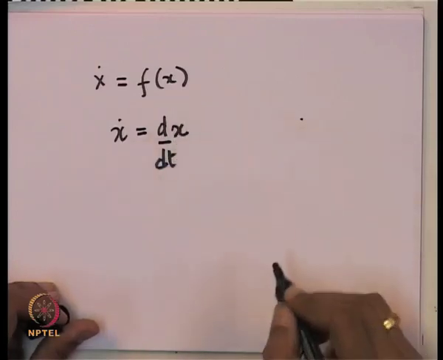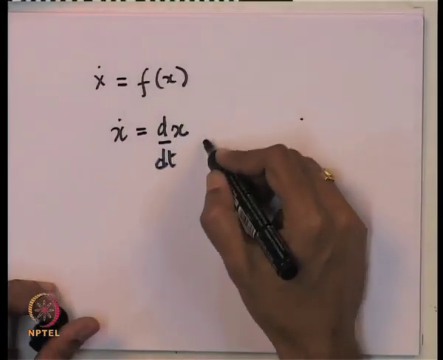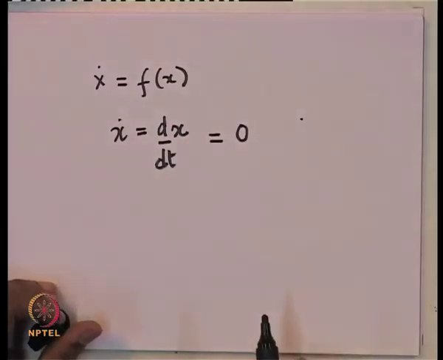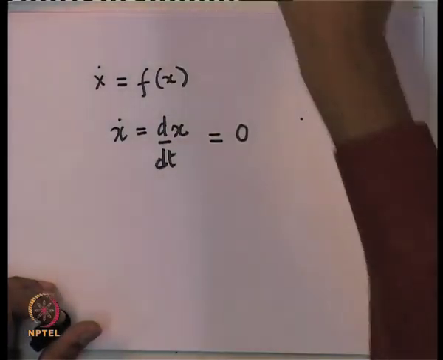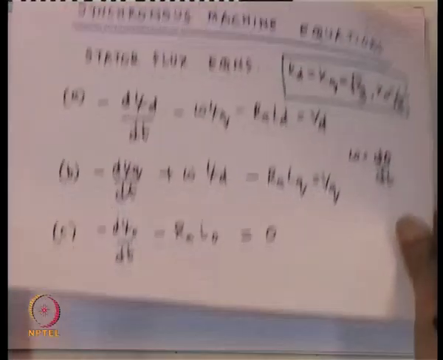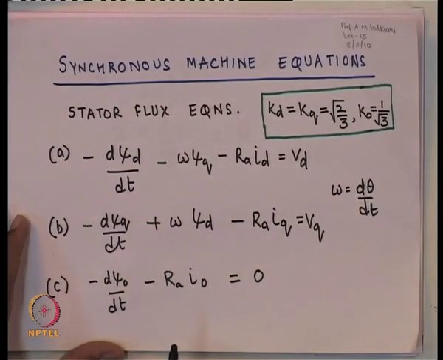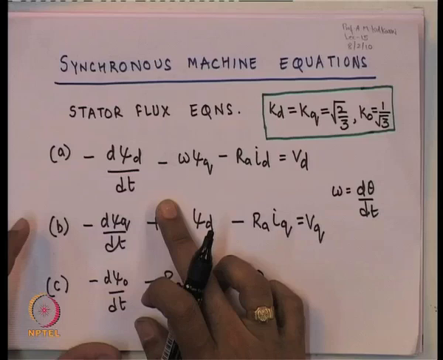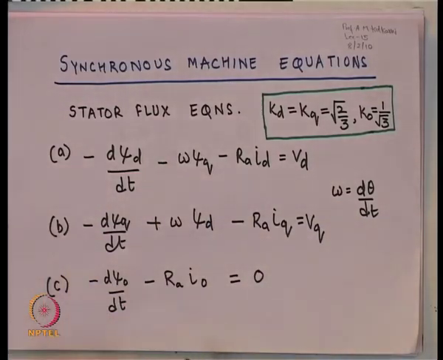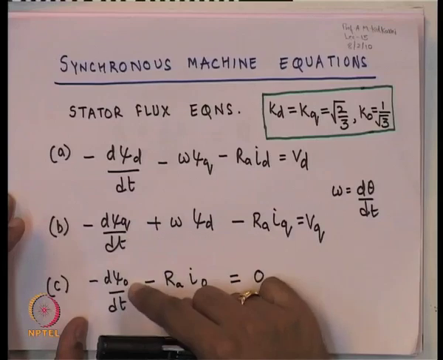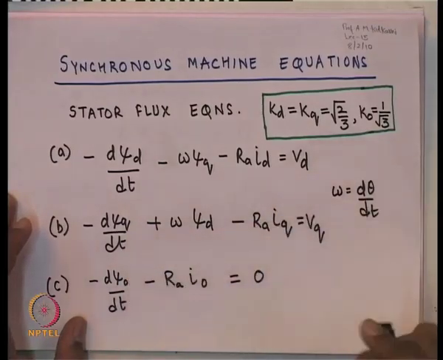We would say, of course, the system is in steady state when this equals 0. Now, the interesting thing about this whole set of equations in the dq0 frame of reference is that although in the ABC frame, when we say we are in steady state, psi a, psi b, psi c are sinusoids, it turns out that if we have a balanced system, then psi d, psi q and psi 0 in steady state become constants.